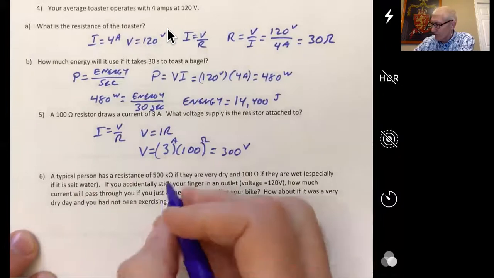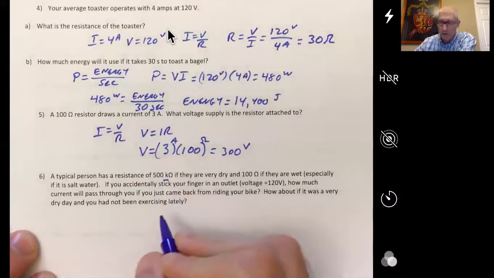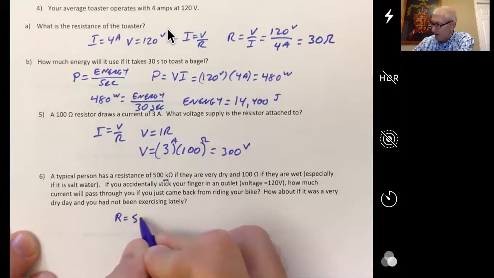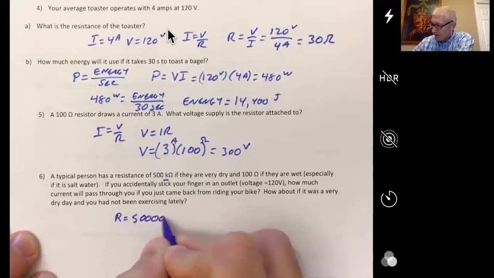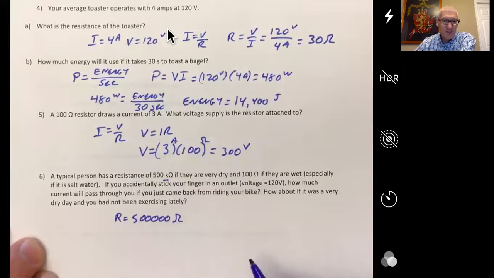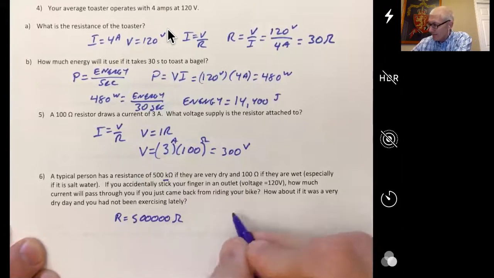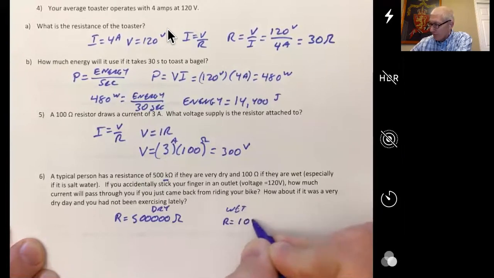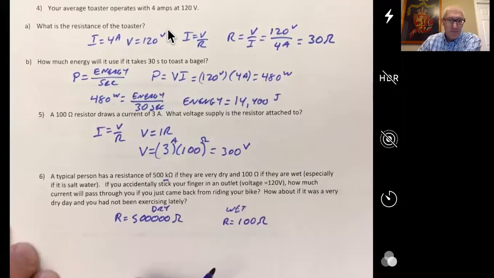Okay, now a little bit tricky here. This is a kiloohm. So when you're dry, your resistance is 500,000 ohms. That's a pretty high resistance. But if you get wet, your resistance goes down dramatically. Now I'm only 100 ohm resistance.